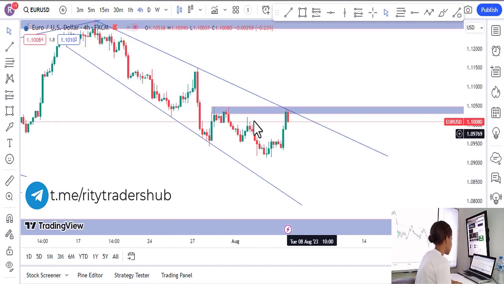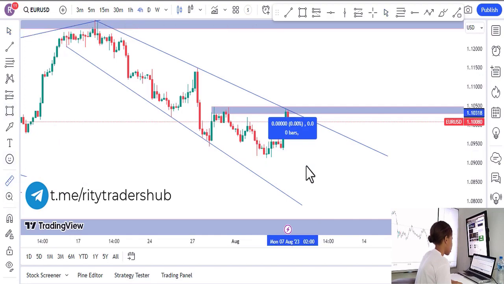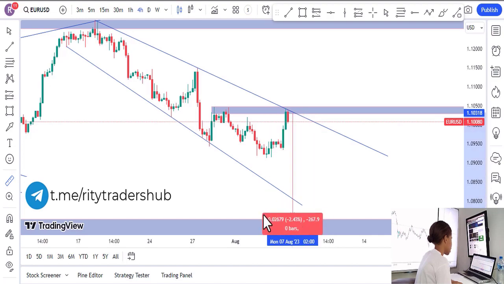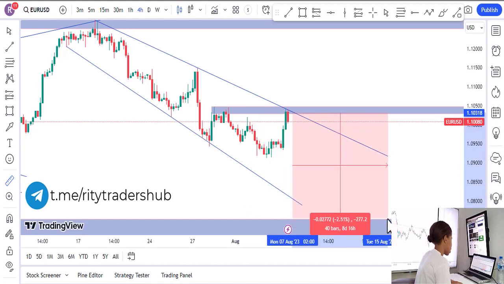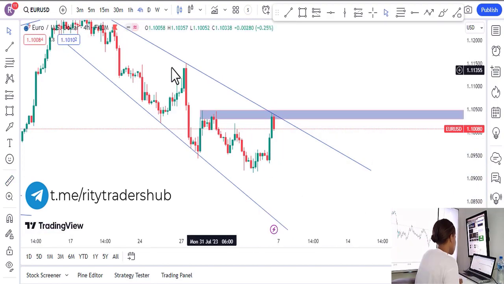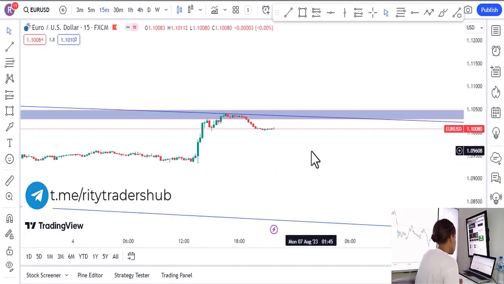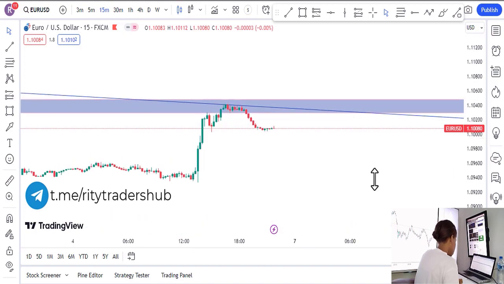So guys, let's quickly take a look at how many pips into the future we are looking at, right? So let's say from here we are expecting plus 200 pips, guys. We're expecting plus 200 pips this week. So let's quickly take a look at the 15-minute time frame, as you all know, which is my entry time frame, okay?